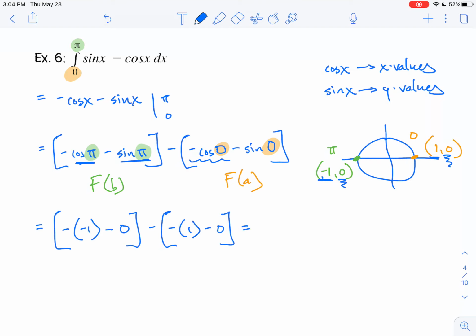All right, what does this simplify to? We get 1 plus 1, which gives us a total of 2. And so that area is 2. If you don't know your unit circle, please start to work on that. It is something you will definitely need to know as we work through these problems in the whole semester, okay?